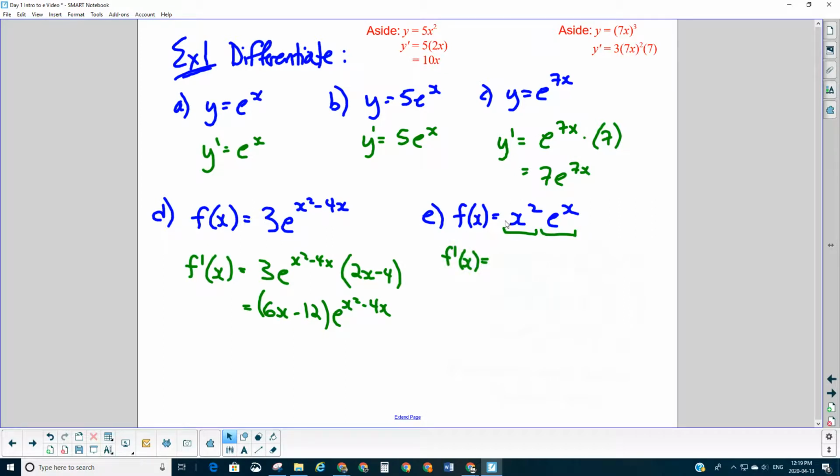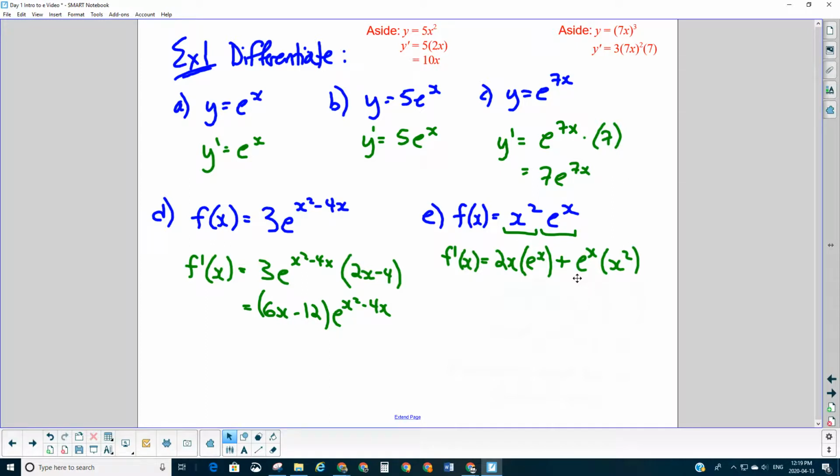Product rule is the derivative of the first times the second plus the derivative of the second times the first. So the derivative of the first, well, the derivative of x squared is 2x, times the second, leave it as is, e to the x. Plus the derivative of the second, well, the derivative of e to the x is just e to the x, times the first, so x squared. So all of the same rules, the product rule, the quotient rule, power rule, all of those other rules apply with e to the x. We just now know the derivative of e to the x is e to the x.